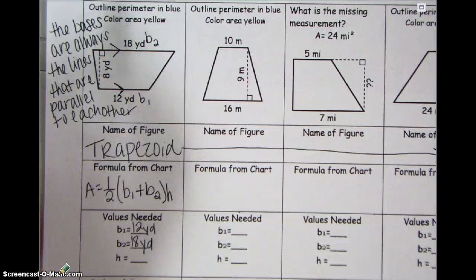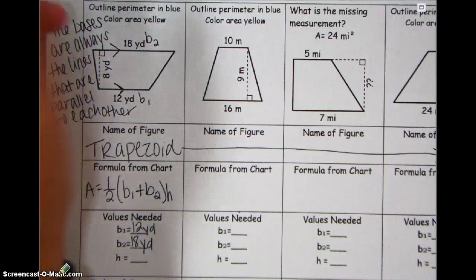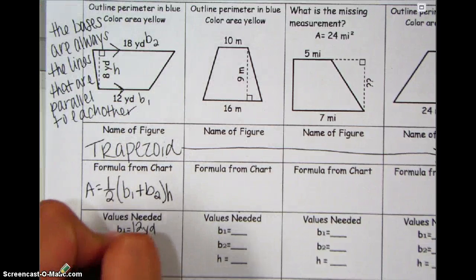Remember that your height is always straight up and down. It's never going to be a slanted side. So straight up and down here, my height of this trapezoid is 8 yards.